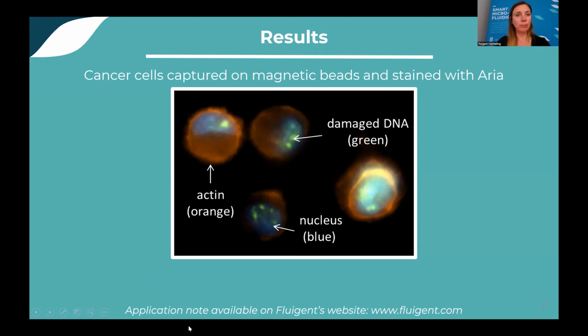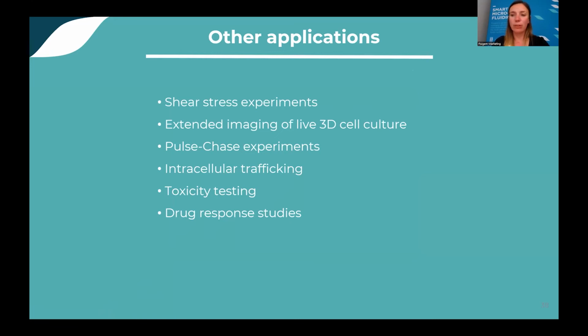on our website. There are several applications that could benefit from the automation capacity of ARIA, such as shear stress experiment. Since you can control the flow rate, you can control also the shear stress that you impose onto your cells. You can image cells for a long period of time. You can use it as a perfusion system, especially if you have a complex 3D cell culture.